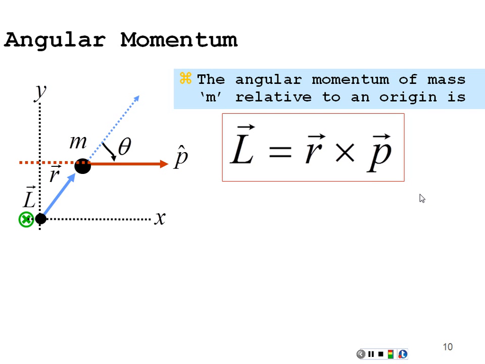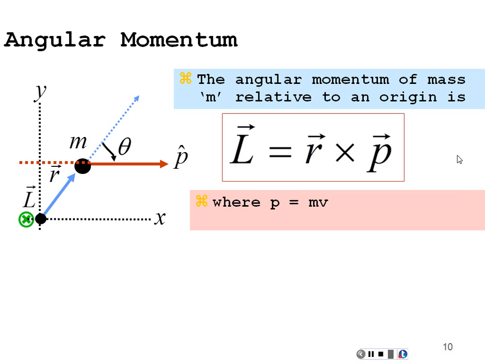which by the right-hand rule, if I were to point in the direction of R, going outward, and then in the direction of P, I'd be pointing my thumb into the page. So we'd be looking at the tail feathers of the arrows. It's going into the page. So in this case, the direction of this angular momentum vector is actually into the page.